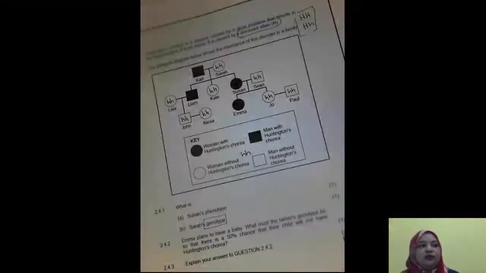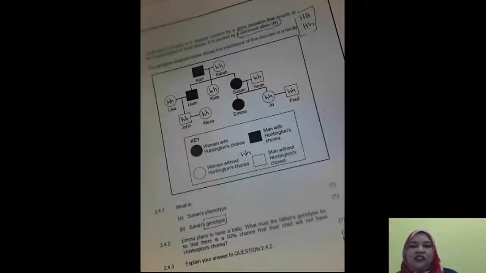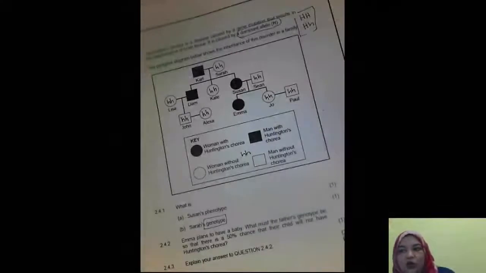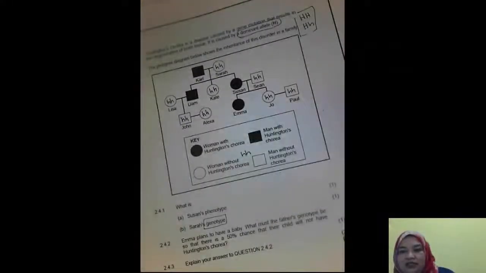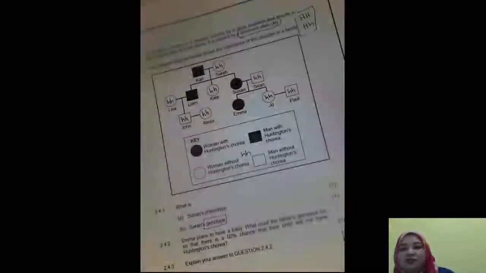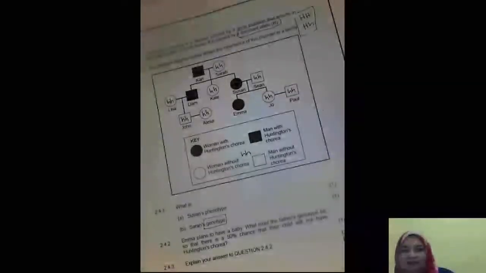Let's see who can find 2.4.2 for me. Emma plans to have a baby. What must the father's genotype be so that there is a 50% chance that the child will not have Huntington's chorea?